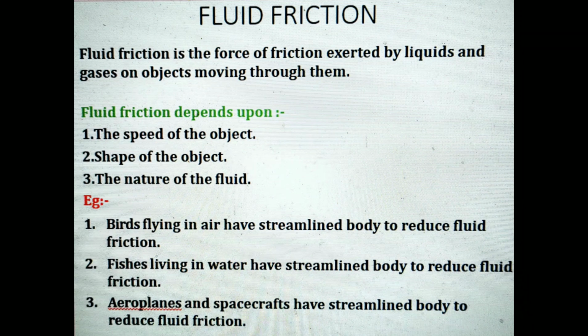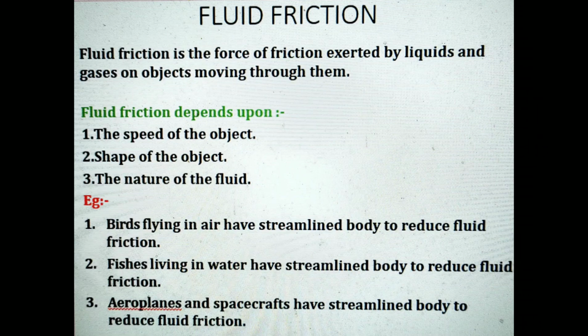So up till now we were discussing friction on solid surfaces. Now let us talk about fluid friction. Liquids and gases are commonly known as fluids. Now, whenever objects move through fluids, that means whenever objects move through liquids or gases, they also oppose the motion of the object through them. This resistance to the motion of an object through fluids is known as fluid friction, or also known as drag.